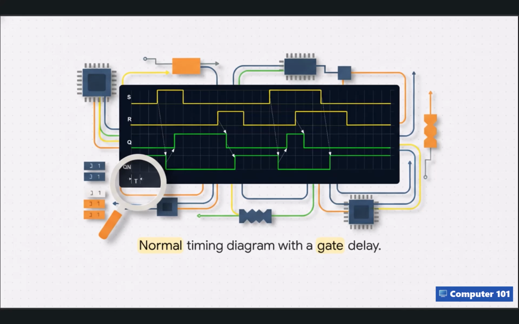First, let's establish a baseline using a standard timing diagram. When S goes high, Q goes high shortly after. Notice the tiny horizontal gap marked T on a typical timing diagram? That is the gate delay. It takes a tiny fraction of a nanosecond for the physical electricity to actually travel through the silicon gates. In normal, everyday operation, the outputs respond predictably and reliably to the inputs.